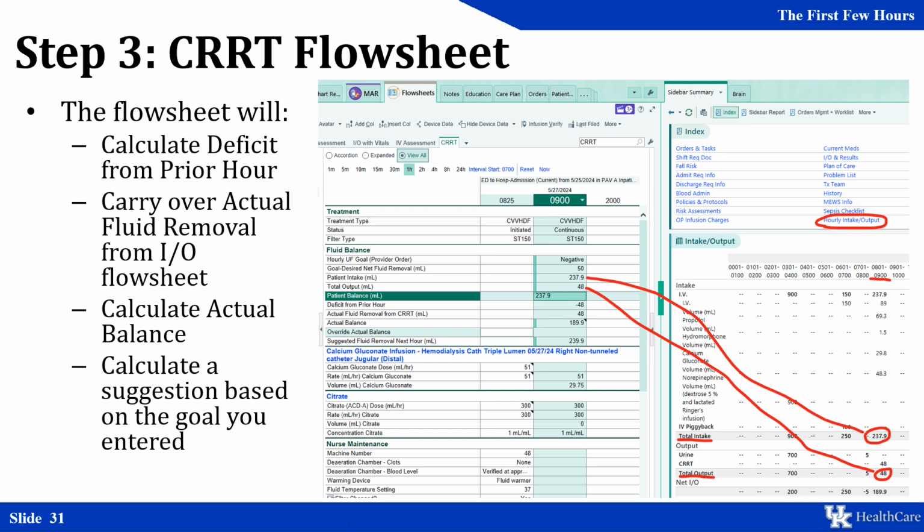The deficit from prior hour in this case is a little bit off because it's our first hour, but it won't make a difference as we move forward. The actual balance for this patient ends up being 189.9. So based on the suggestion of net negative 50, it will say 239.9 for the next hour.